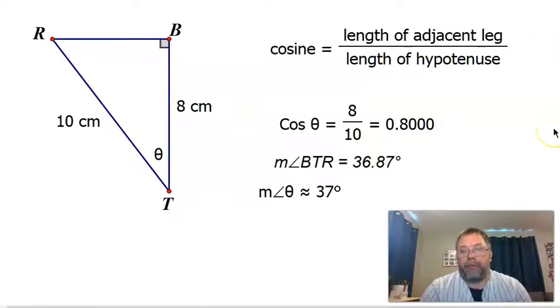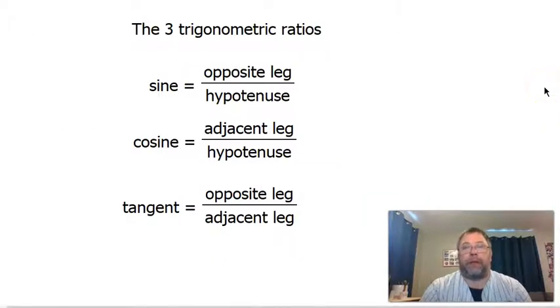So now we have our three ratios. Here are the three trigonometric ratios. We have sine, which means opposite leg over hypotenuse. We have cosine, which means adjacent leg over hypotenuse. And we have tangent, which means opposite leg over adjacent. If I were you, I would pause this video right now and write these three things down on a piece of paper so you have them at all times.